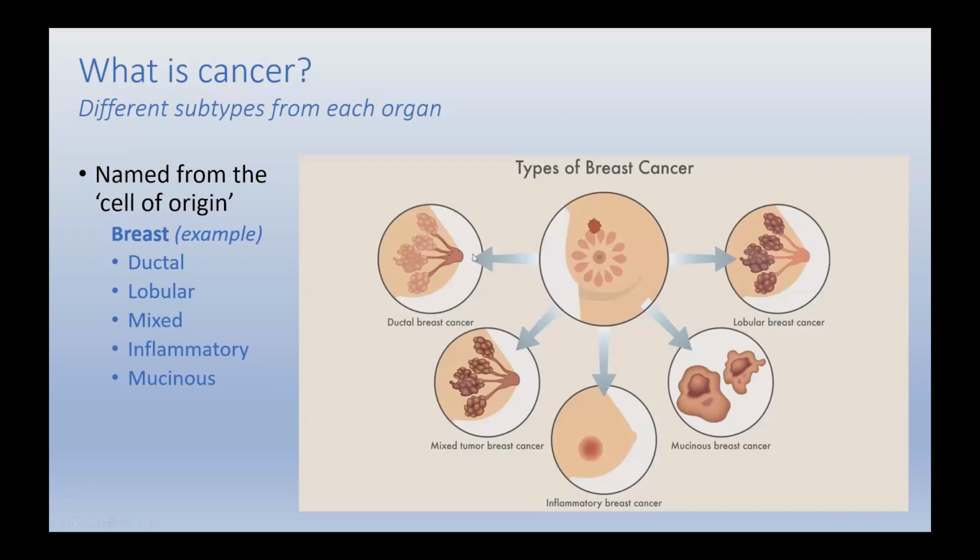For example, in this picture, when a cancer cell develops in these ducts, it is called ductal cancer. When it develops in these lobules, it's called lobular carcinoma. Sometimes it can have a combination of both ductal and lobular, and then it is termed mixed. Sometimes it's called inflammatory breast cancer if it comes from more inflammatory-based tissues. And another form of breast cancer is mucinous forms of breast cancer. So all of these different types have different names and are truly named by the cell of origin, which our pathologist helps us identify.